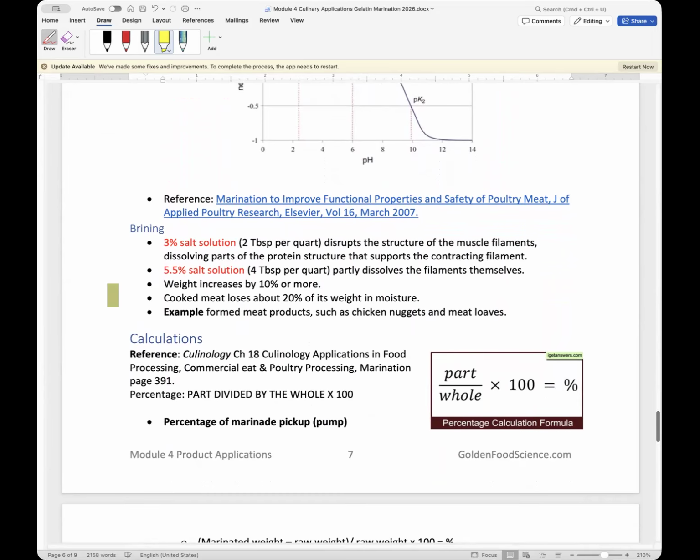So the brining, we use a 3% salt solution. Disrupts them. And if you go up to 5.5, you can dissolve the filaments.